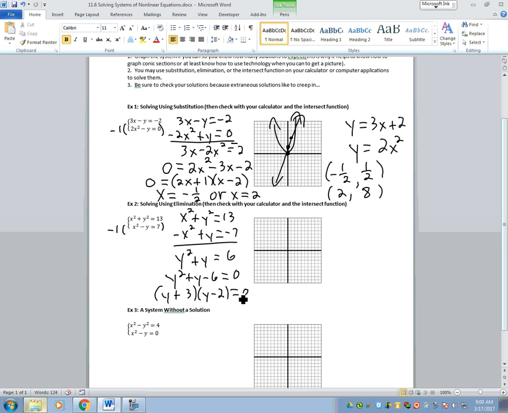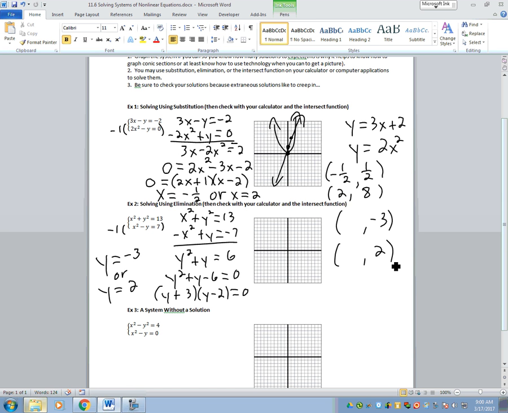So what are my solutions? Y equals -3 or y equals +2. Whatever would make each of those factors equal to 0. It's called the zero product property. So I have something comma -3 and something comma 2. Notice I didn't even graph it this time. You don't need to graph it to do it, but I'm going to do it now.